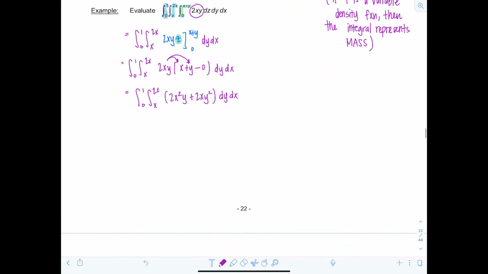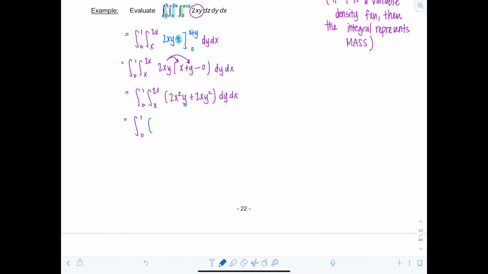And then in this next step, now I'm going to anti-differentiate with respect to y. So I'm going to treat x as a constant. So we'll have integral from 0 to 1. Let's see here. So if I'm treating y as my variable, the antiderivative is going to be y squared, and then I'm going to divide by 2.